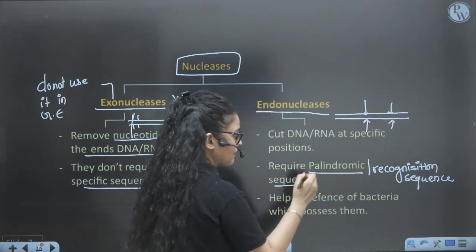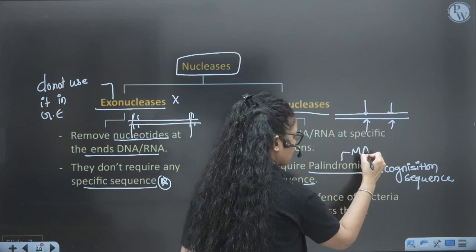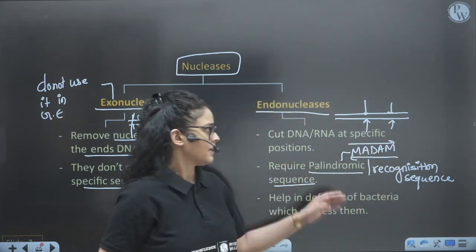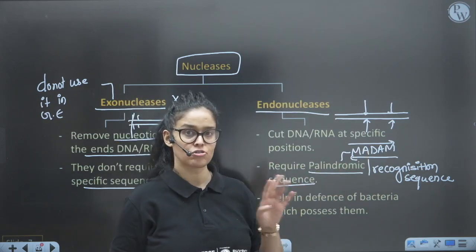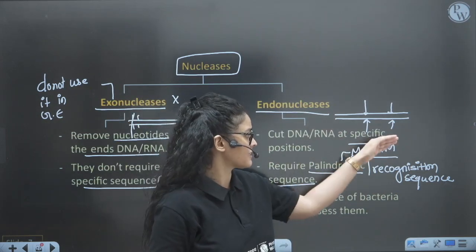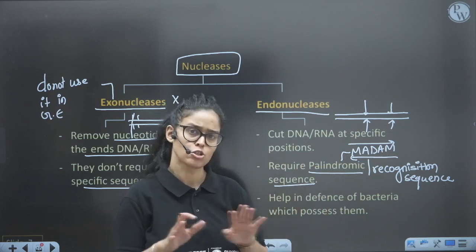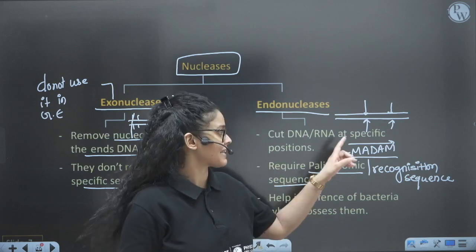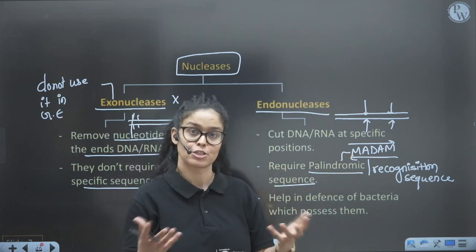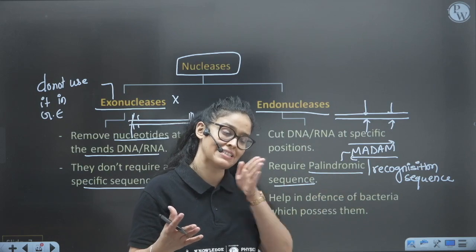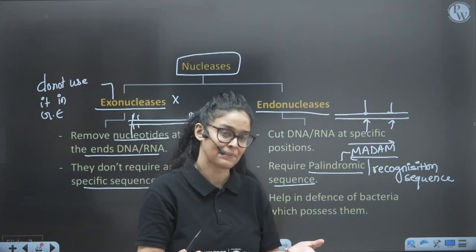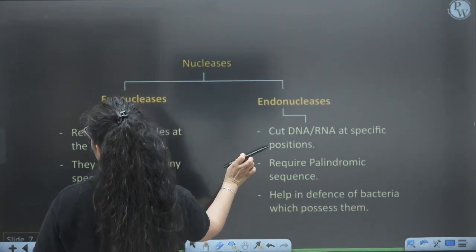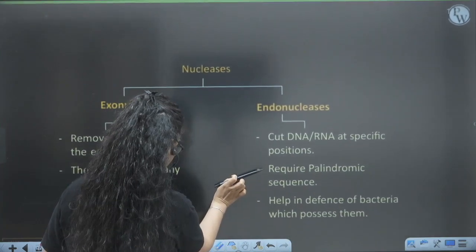What is a palindromic sequence? Suppose, madam. Either you read this in this direction or this direction, you will be able to see that it is the same spelling. Either you read this way or this way, it is the same. There is no change. So that is a palindromic sequence. Generally, all restriction enzymes have their own palindromic sequence that will be the same in both directions. That we'll see ahead. And it helps in the defense of bacteria, as I have told you, right?